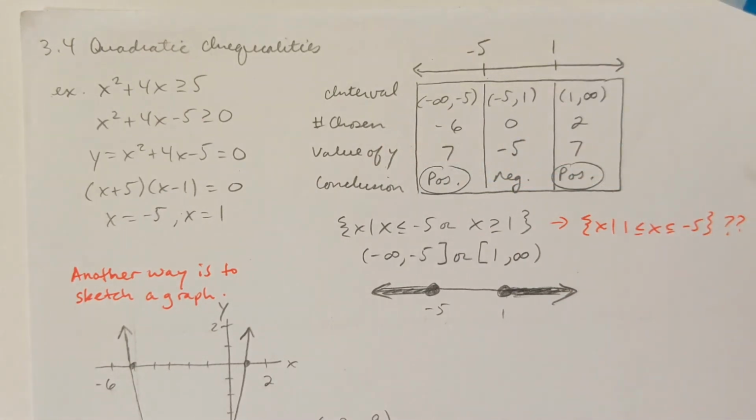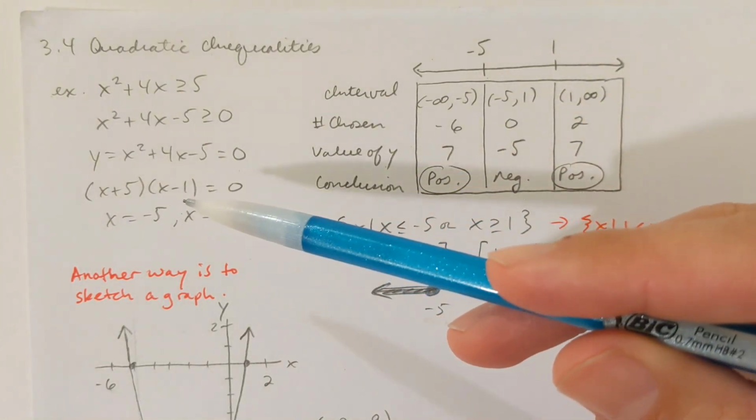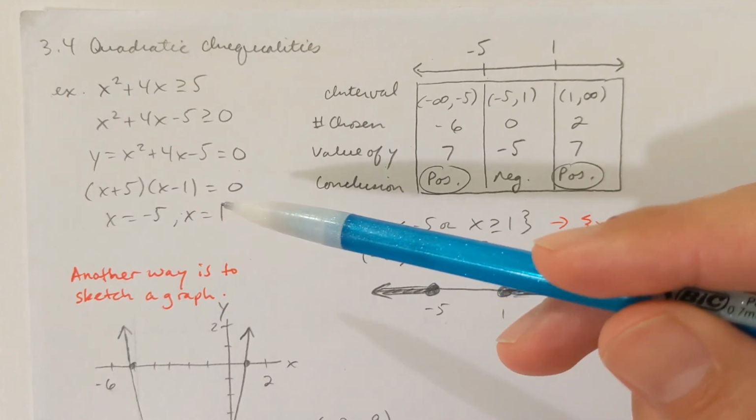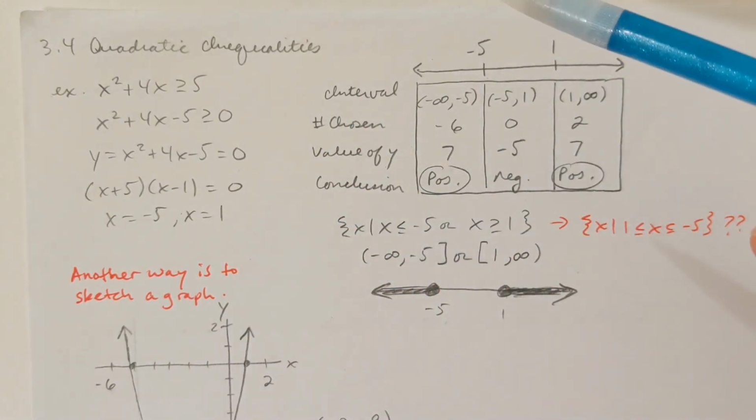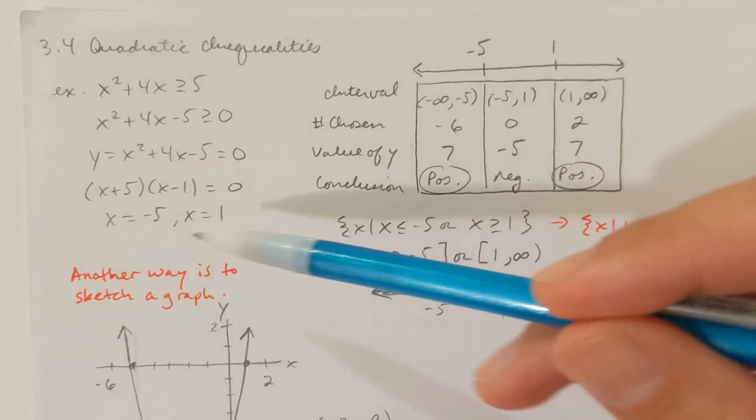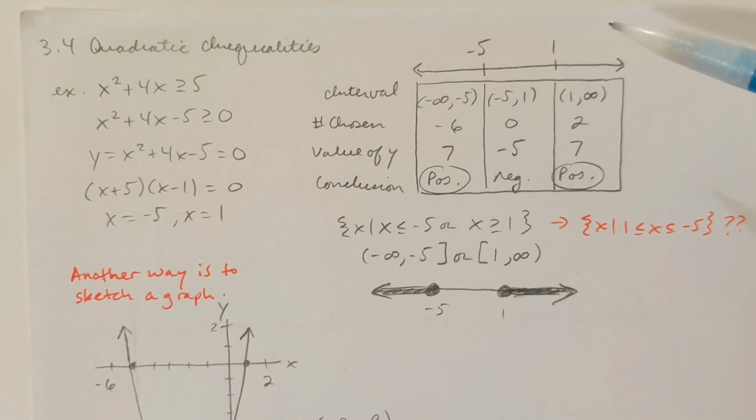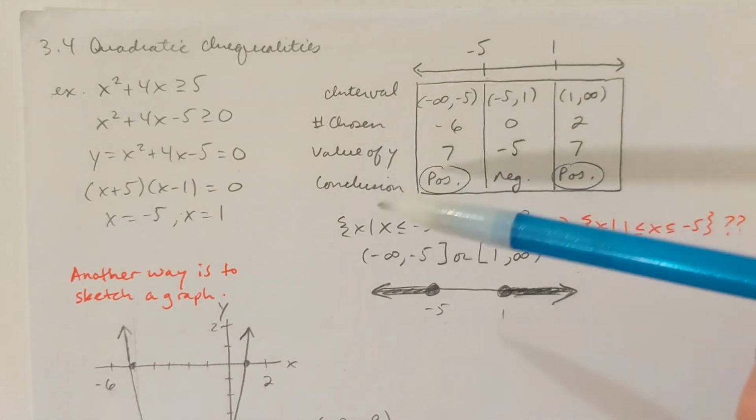X squared plus 4x minus 5 equals 0 means that x plus 5 is 0, or x minus 1 is 0, is how that factors. So x is equal to negative 5 and x is equal to 1. Okay, these two numbers are called critical numbers, and that's not really any terminology that you have to know, but I would position the two critical numbers on a number line above the table.